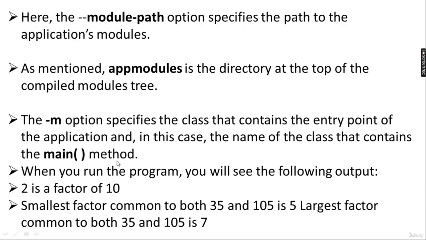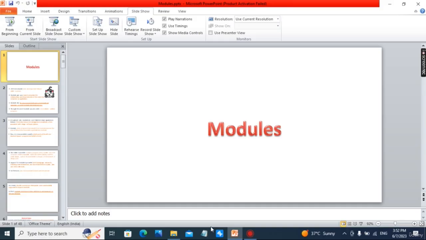When you run the program, the output will be: 2 is a factor of 10, the smallest common factor of 35 and 105 is 5, and the largest common factor is 7. In this way, we have seen the basics regarding modules in Java.